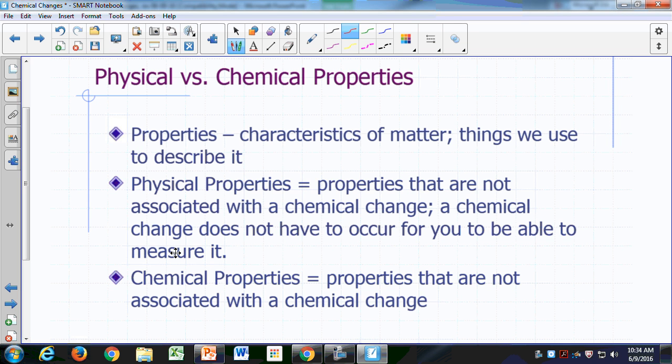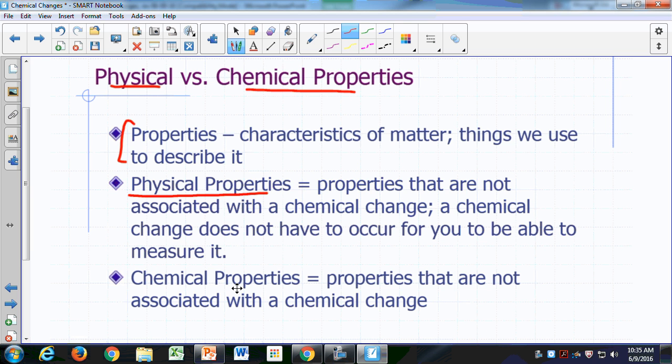Now that we know what a chemical change is and how it's different from a physical change, we can now understand the difference between what are known as physical and chemical properties. If you recall, the word property means a characteristic, something that we use to describe a sample of matter. So a physical property would be a property that is not associated with a chemical change. In other words, if you can measure it or observe it without a chemical change having to occur, then you're dealing with a physical property.